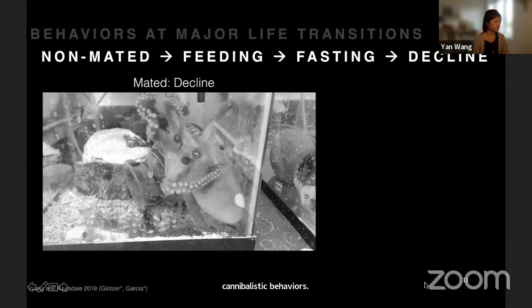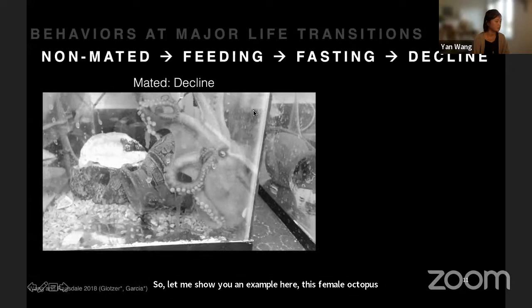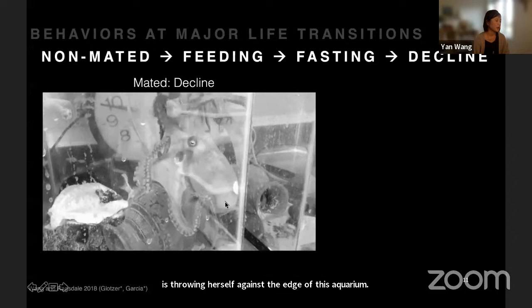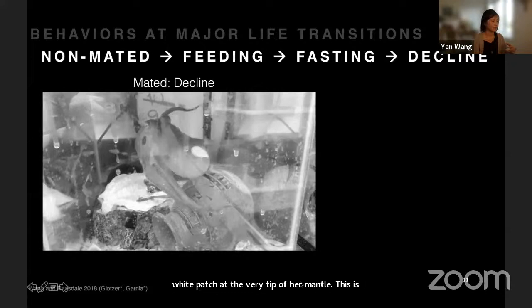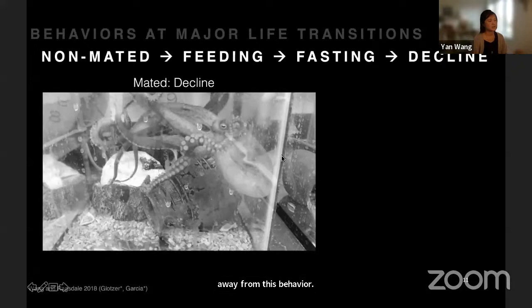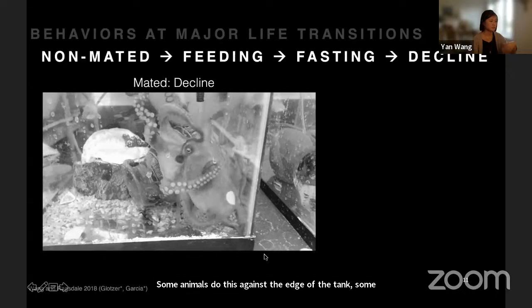This female octopus is throwing herself against the edge of this aquarium, and she's about to turn in a second, and you'll see this white patch at the very tip of her mantle. This is where the top layers of skin have actually been abraded away from this behavior. Some animals do this against the edge of the tank. Some kind of plummet to the gravel in the tank to rub their mantles. Others will stay near their pot and rub their mantles against their pot.